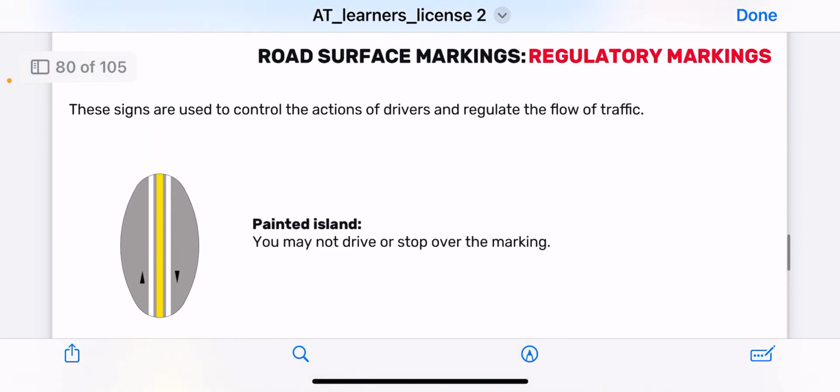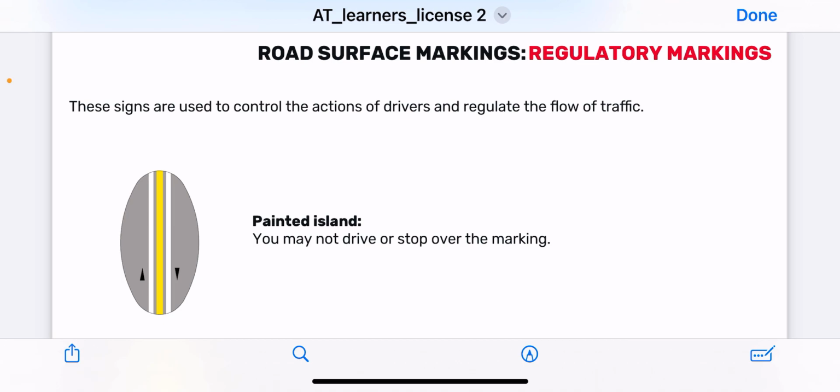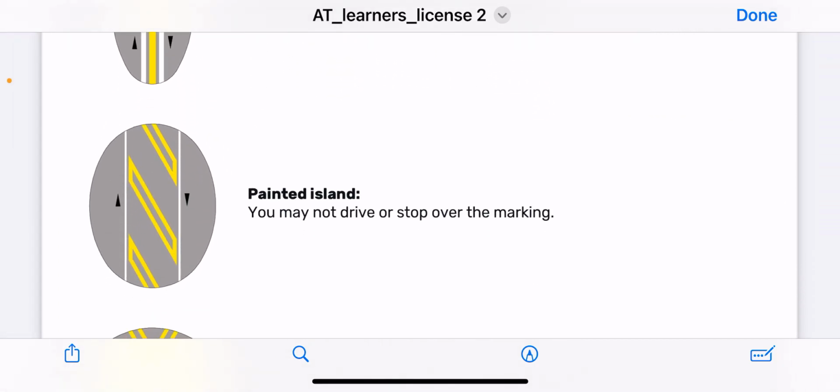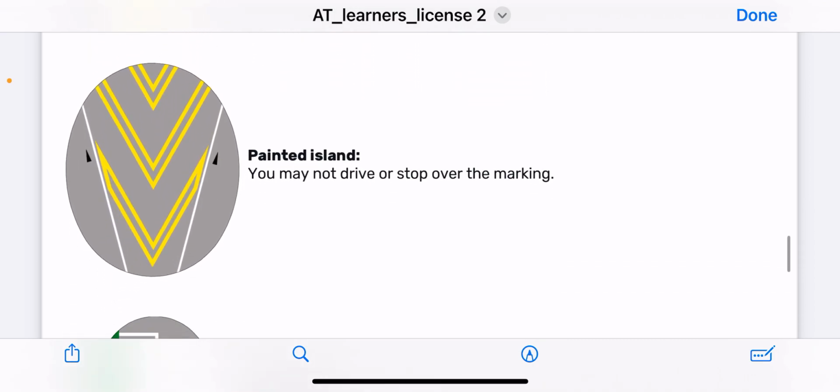And then you have this one, road surface markings. You have the painted island. You may not drive on the painted island or even stop over the marking. This marking, okay? Then you have this one, also a painted island. You may not drive or stop over the marking. I know sometimes people stop there when maybe they are about to take the wrong off ramp, but it's not allowed to do that, okay? You have your GPS. You have the painted island. Again, you may not drive or stop there.